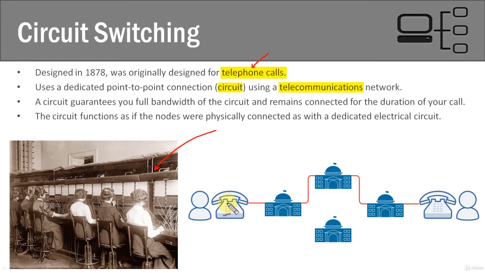Now, when we set up this point-to-point communication with a circuit switch, it guarantees us, you and I, the full bandwidth of the circuit whenever we're using it, and it remains connected for the duration of our call or the duration of our communication. And then when we end our communication or we end our call, that circuit is broken down. So the circuit functions as if the nodes were physically connected with a dedicated circuit.